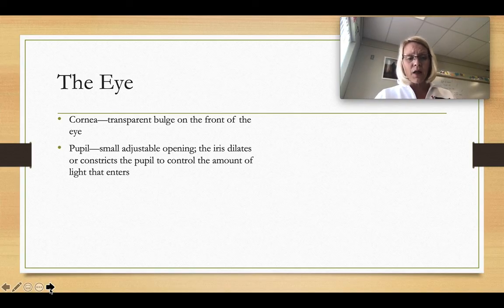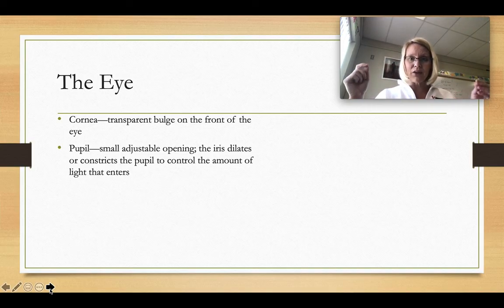So the cornea is that protective layer at the front of the eye. The pupil is a small adjustable opening on the eye, like the really small part. If you've ever seen pupils dilate or constrict, think about that. That's part of our sympathetic nervous system that actually happens automatically. It allows the light to enter.